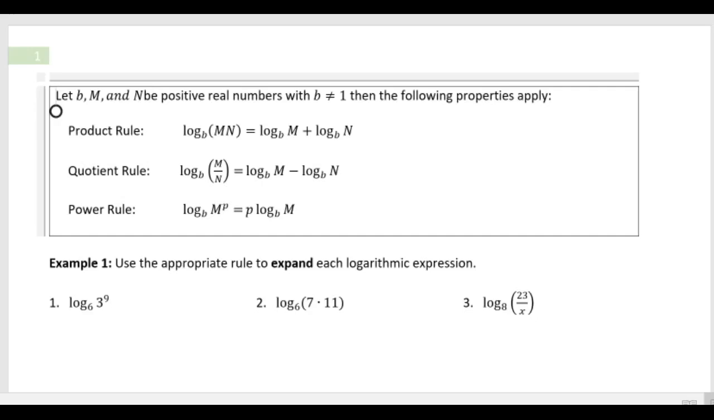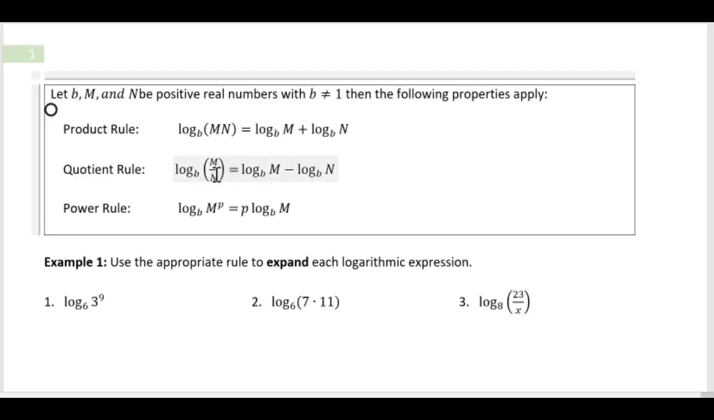This week we will be looking at properties of logarithms. The first property is the product rule. The product rule states that if you have a log and you're multiplying two positive real numbers, we can separate it as addition: log_b m plus log_b n. The quotient rule: if we're dividing, then we can separate it as log_b m minus log_b n.